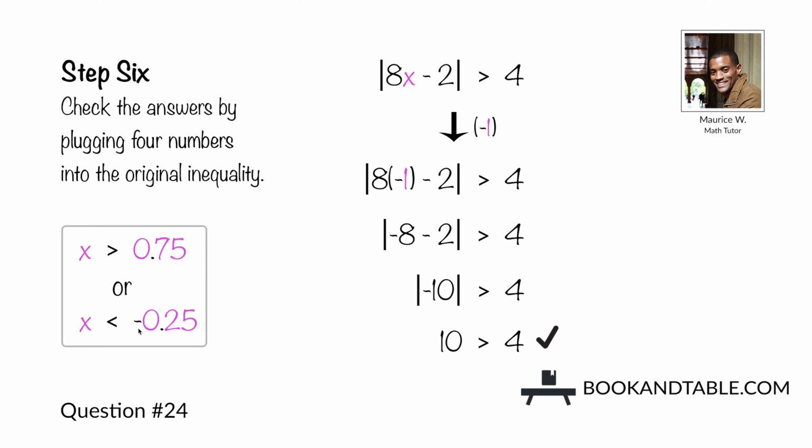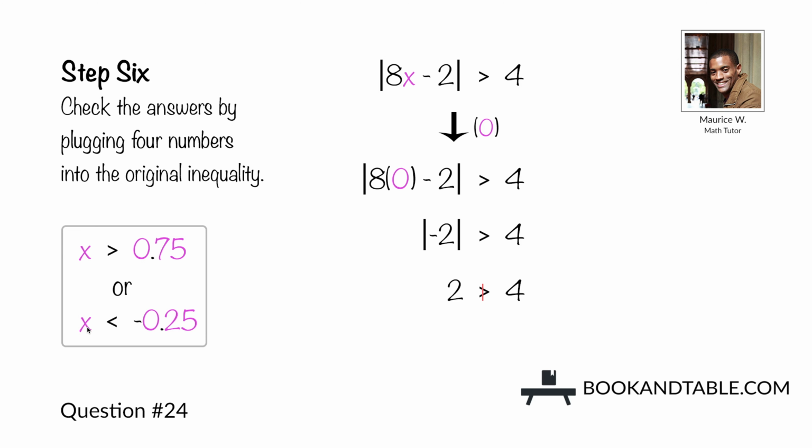So starting with the negative part, x is less than negative 1/4. A value less than negative 1/4 is negative 1. So you plug in negative 1 for x, you get 8 times negative 1, which is negative 8. Negative 8 minus 2 is negative 10. The absolute value of negative 10 is 10, leaving us with the true statement 10 is greater than 4. So when x is less than negative 1/4, it does work, which we are expecting.